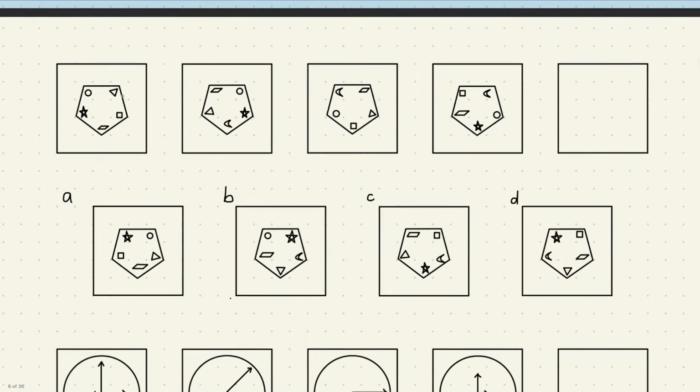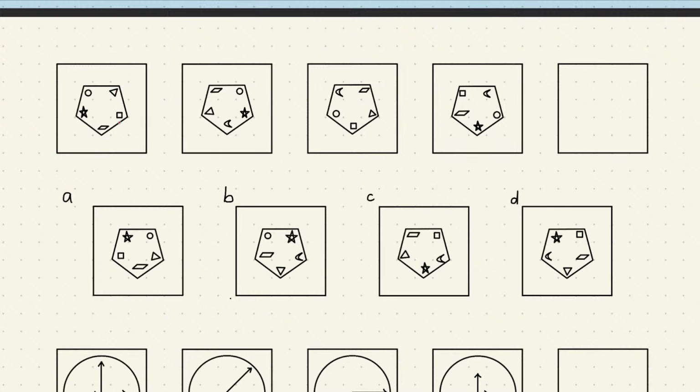So, as you can see here, we have a pentagon. The pentagon has several different shapes in it. We've got a parallelogram, we've got a triangle, we've got a moon, like a crescent. We've got a star. Don't mind the stars throughout all of this. This program's very nice with its snapping tool, so it's just easier to draw the stars like that. Don't worry so much. And we've got a circle.